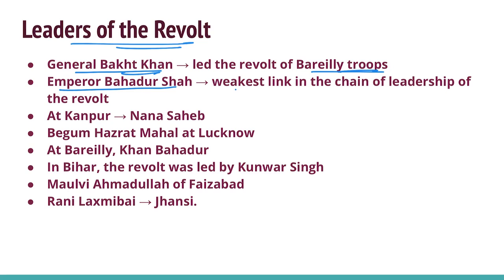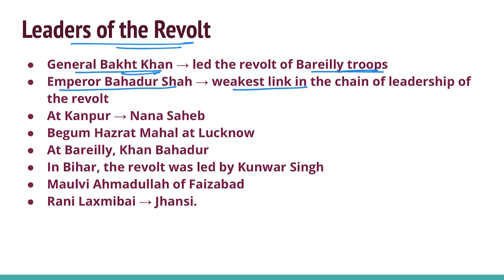Bahadur Shah was the weakest link in the chain of leadership of the revolt. Bahadur Shah had a weak personality, was an old-aged man, and lacked leadership qualities, and this created political weakness at the nerve center of the revolt, and this did incalculable damage to the revolt.